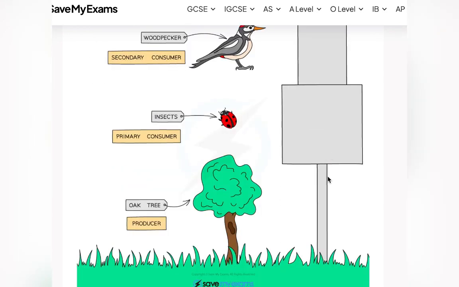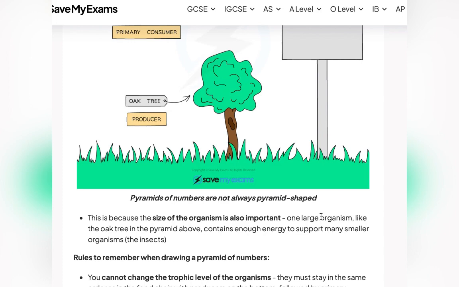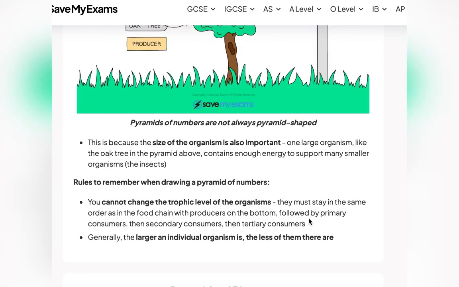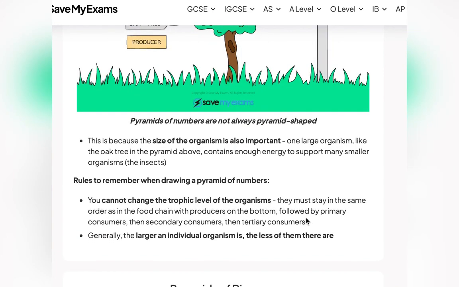So a pyramid of numbers can also be given like this. Pyramids of numbers are not always pyramid shaped. They can be in this type of shape. Okay, this is because the size of the organism is also important.